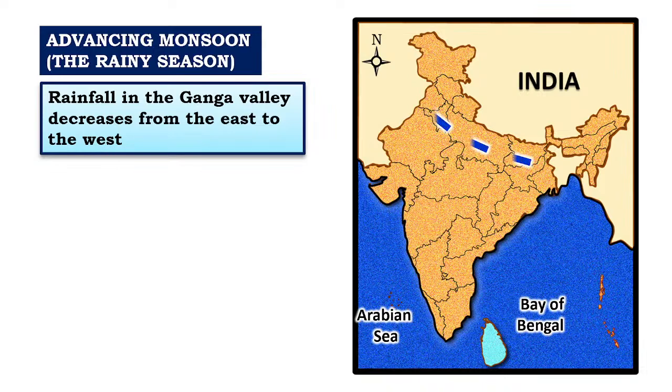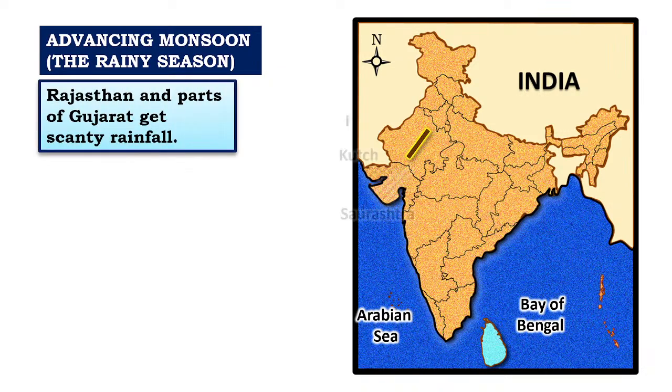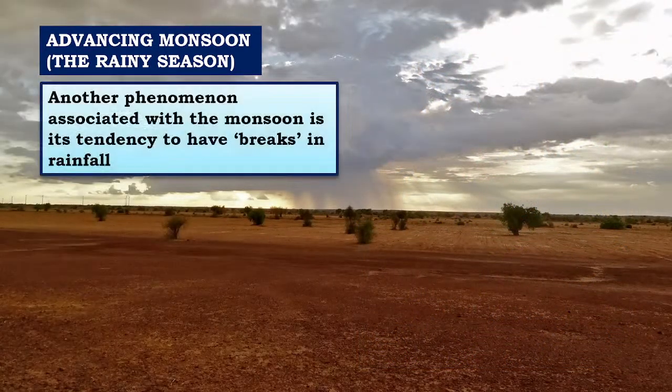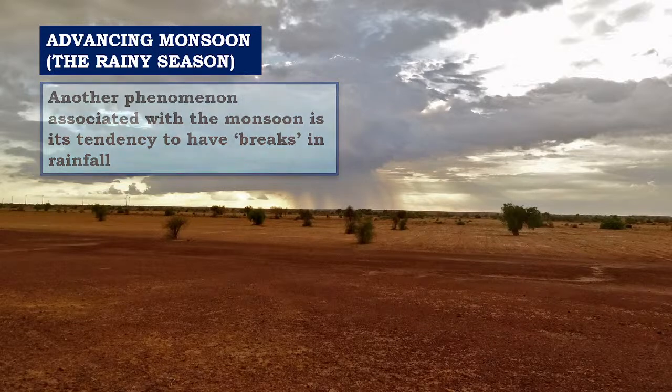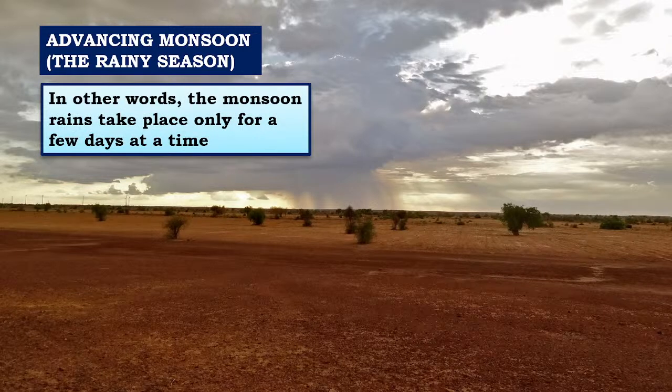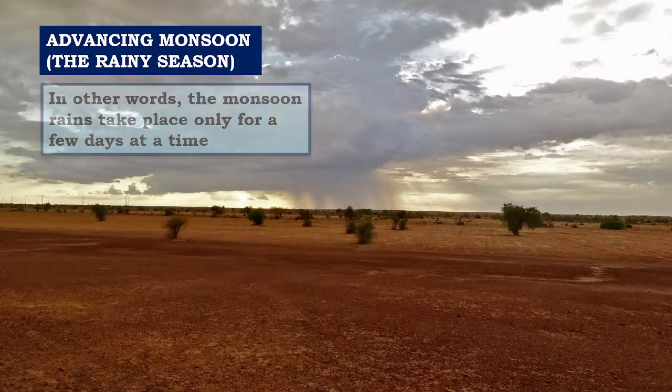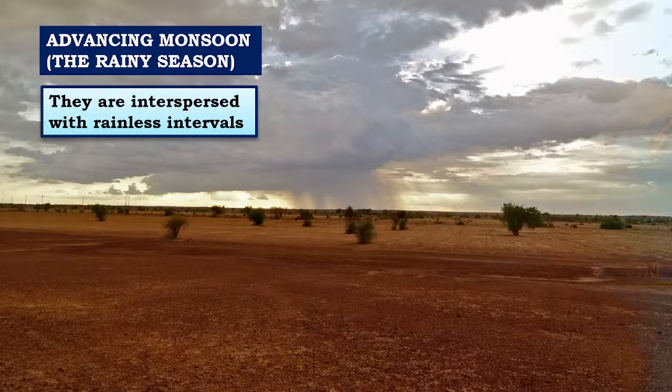Next, the rainfall in the Ganga Valley decreases from east to west. Definitely, this is a logical thing. Next, Rajasthan and parts of Gujarat get very, very little rainfall. It is also called scanty rainfall. Another phenomenon associated with the monsoon is called a break. Sometimes monsoons will take a break. There is no water vapor, so it will take a break. So this is called an interval.